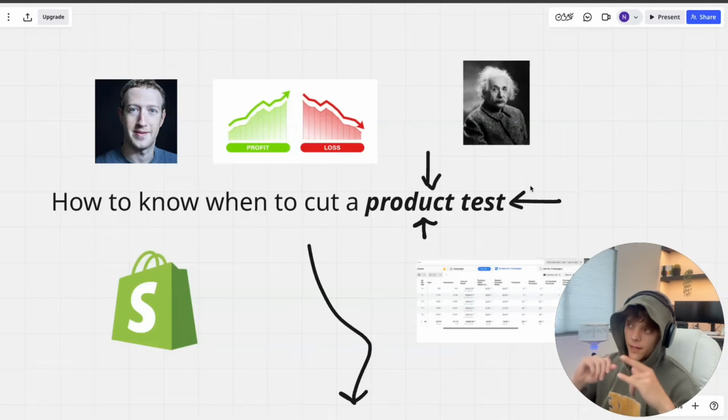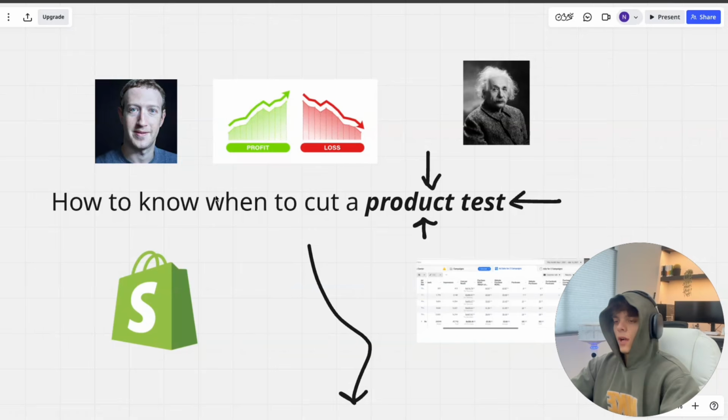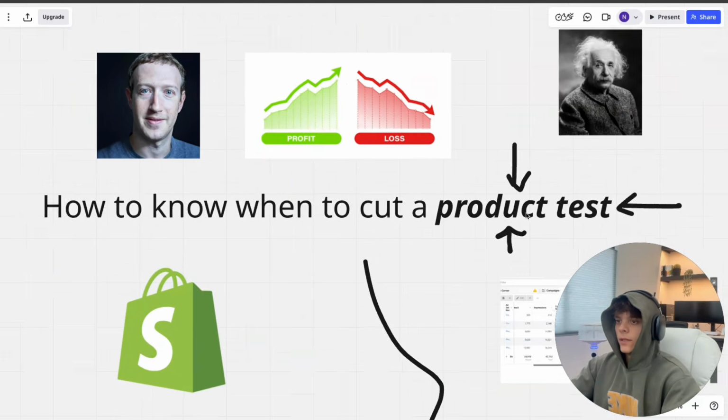What's going on, guys? So today we're going to be talking about one of the most common questions that I get when it comes to dropshipping e-com, and it's how to know when to cut a product test.